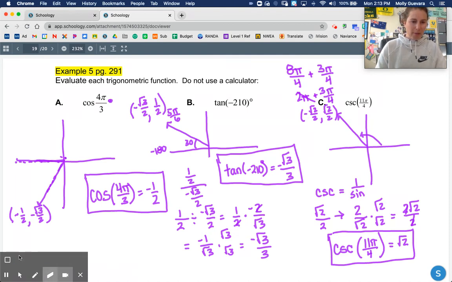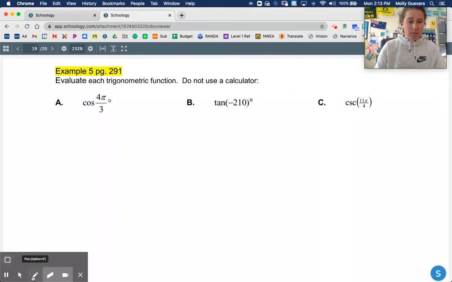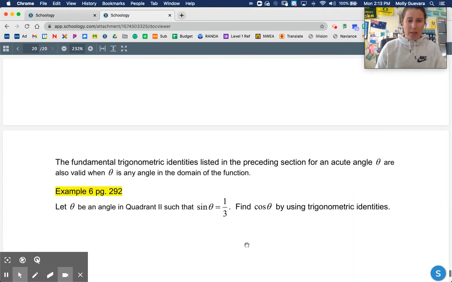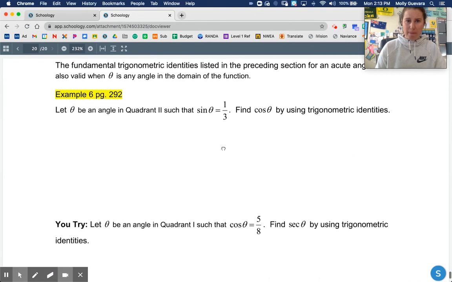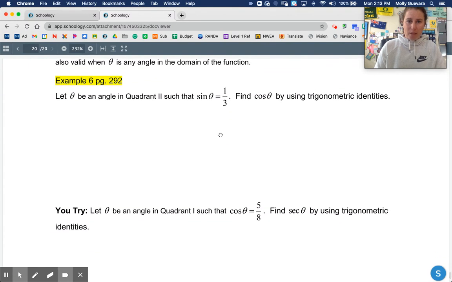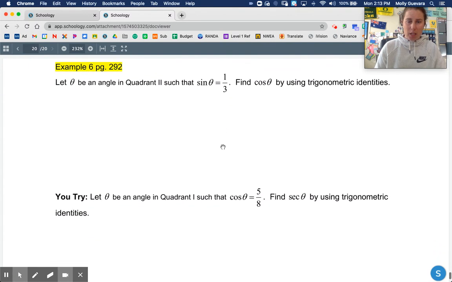Alrighty. Again, if you have questions on that, make sure that you reach out. We're going to keep going to example 6. Again, we're going to use the information that we're given to try to solve the problem.